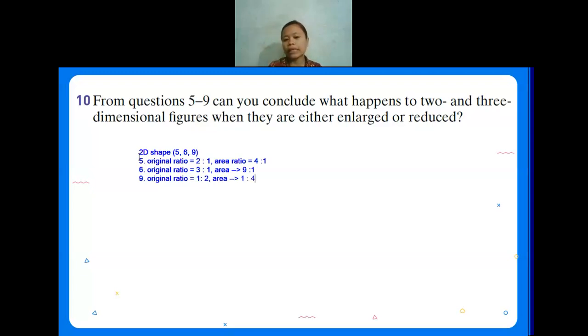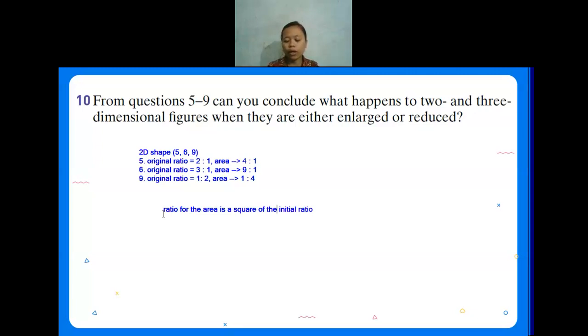So is there anything that you can conclude based on this? I already collected all of them to make it easier for you. Power 2. Yeah, so it means the ratio for the area is the square of the initial ratio, right? Is there anyone who disagrees with this? The ratio for the area is the square of the initial ratio.